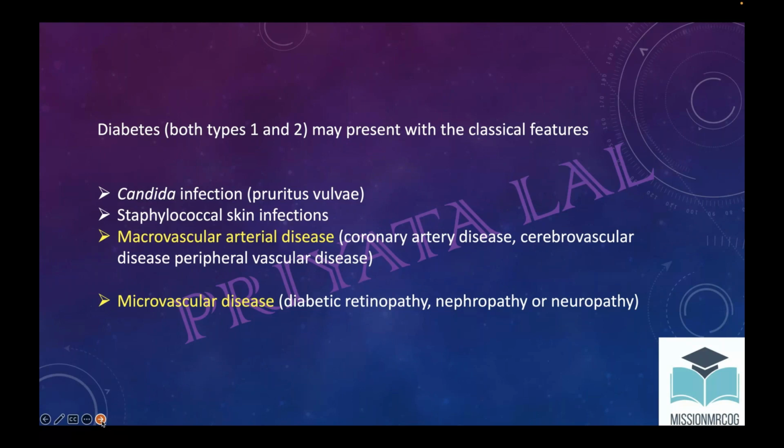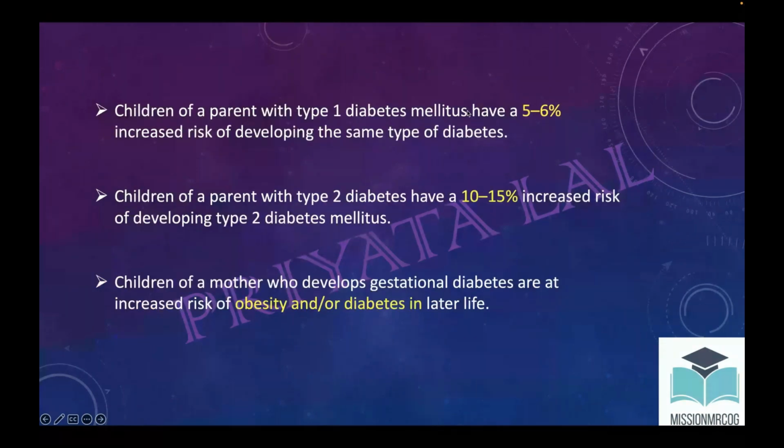Now, though this is from the strategy and doesn't come in a question, you should know that children of a parent having type 1 diabetes have a 5 to 6% risk. So type 1 people, their next generation will have diabetes in 5 to 6%. Now see type 2, it is so high, it is 10 to 15%. So you can just remember this is 5 and this is 10. So it is double in type 2 rather than type 1. And for mothers who develop gestational diabetes in pregnancy, the children are likely to develop obesity and diabetes later on in life.